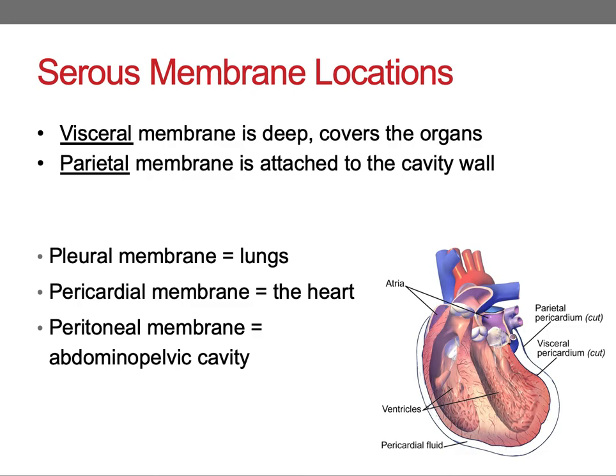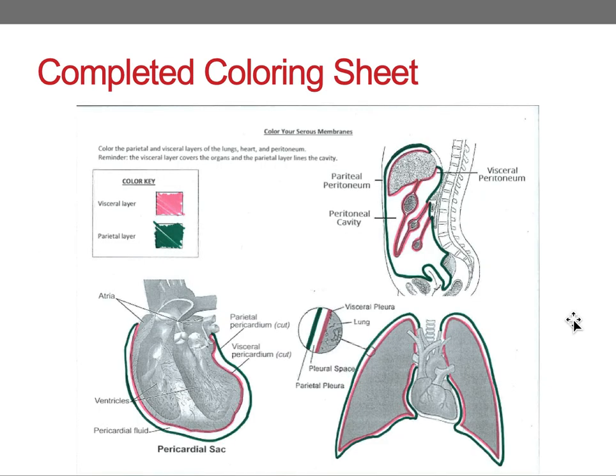The parietal membrane is more superficial, and it's attached to the cavity wall or to whatever fibrous tissue is holding that organ in place. So in this example of the heart, you can see here, right along the heart muscle, you have the visceral pericardium. And on the outside here, which attaches to the wall to hold your heart in place, you have the parietal pericardium. If we look at a completed coloring sheet, you can see this first example here.